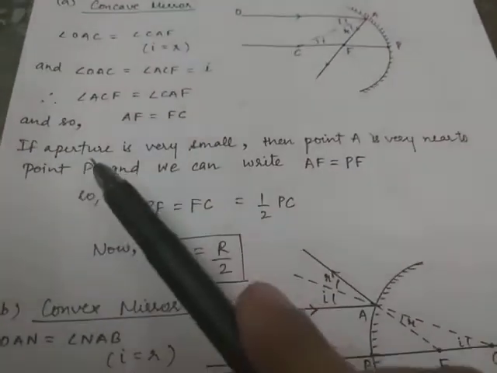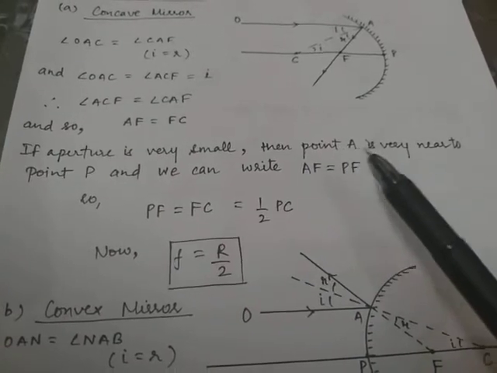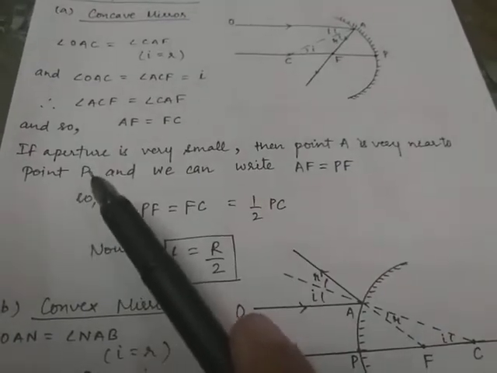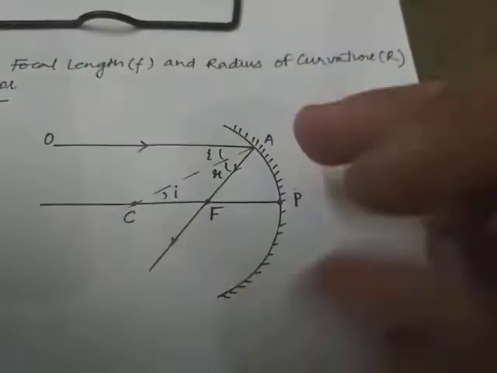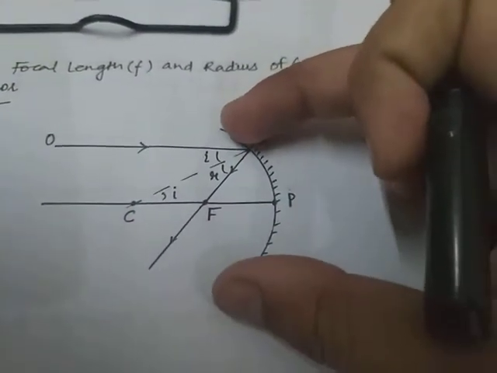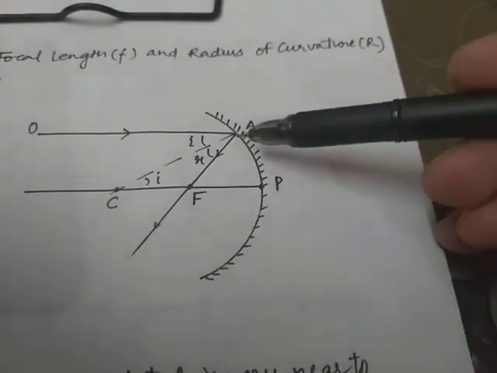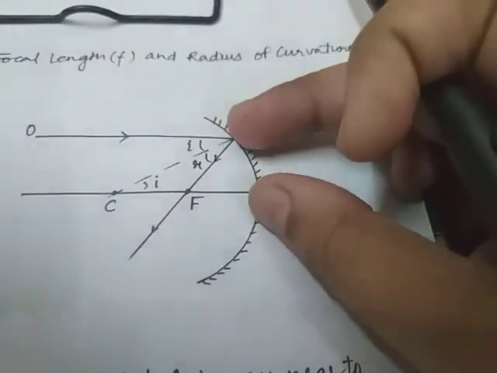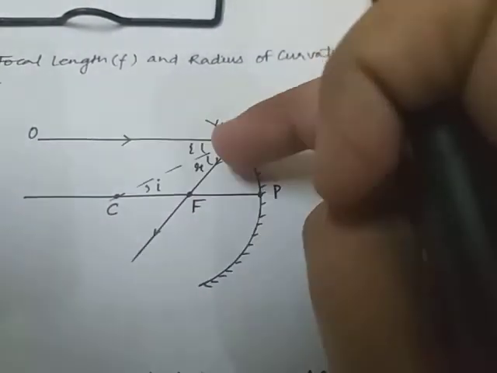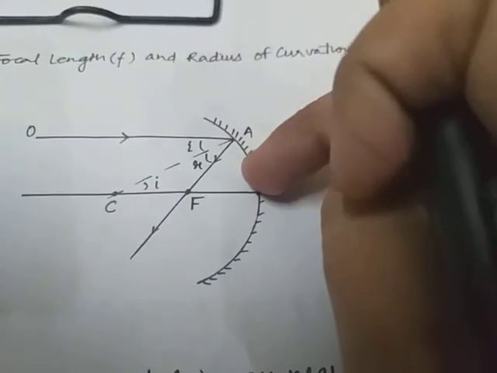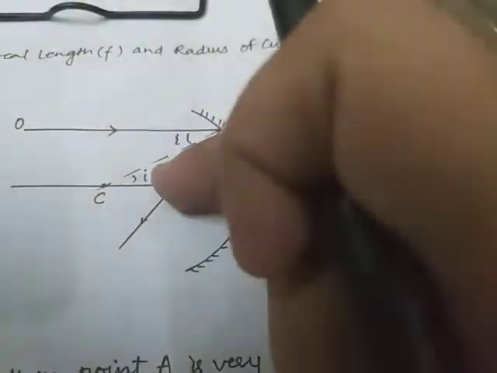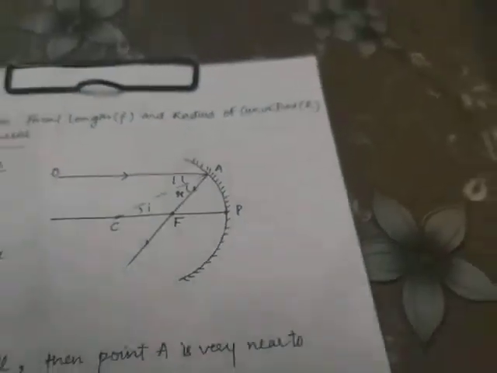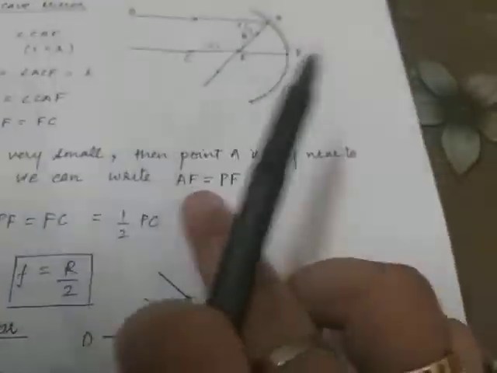Then a very important line: if aperture of mirror is very small, then point A is very near to point P, and we can write AF is equal to PF. See this point very carefully from the diagram. They say that the aperture of the mirror is very small, then definitely point A is very near to point P, means this distance is very small. It means this light ray will be very near to point P. In that case, this length FA must be almost equal to PF.